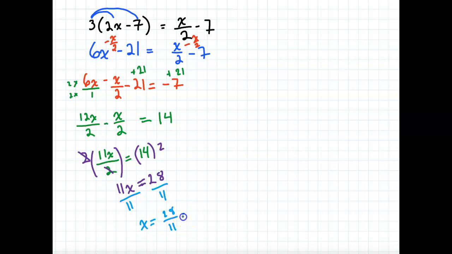I can also write it as a mixed number, because that would be 2. That's 22 elevenths, right? And then there's still 6 elevenths left over. But this is fine. This is fine to leave it like this.